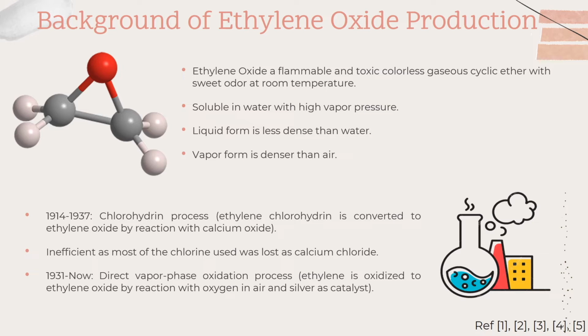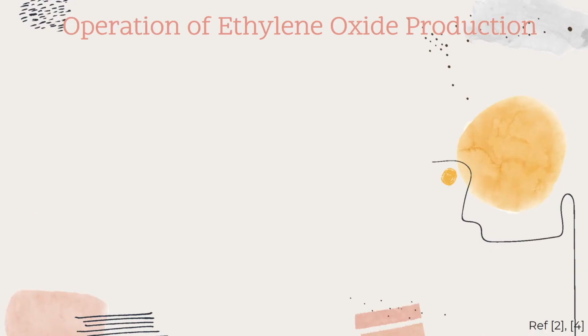The modern method, developed in 1931 and used until now, is the direct vapor phase oxidation process, where ethylene is oxidized to ethylene oxide by reaction with oxygen in air, and silver is used as catalyst. The process flow is indicated later in the Visio flow, but the steps are as follows.